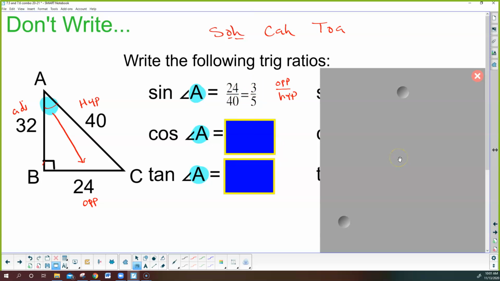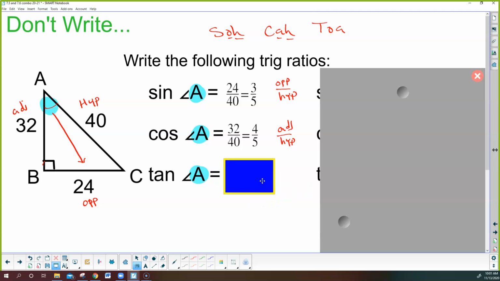So then what is cosine? Right, well, let's look at cosine. Cosine is CAH, the adjacent over the hypotenuse. And what did we label adjacent? As 32 over the hypotenuse, which is 40. So 32 over 40 reduces down to 4/5.